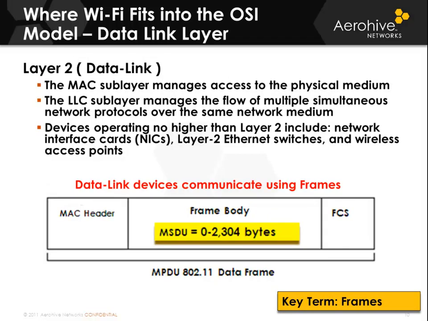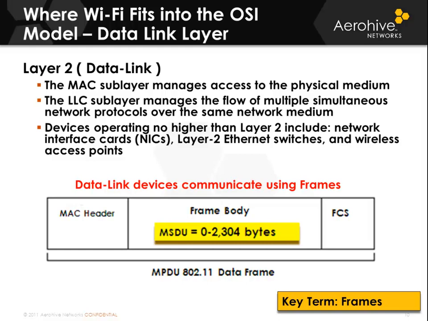Layer 2, the layer at which we normally are taught about sublayers, has two sublayers. The media access control sublayer, which manages access to the physical medium and handing things down to the physical layer convergence protocol at layer 1, and the logical link control sublayer, which manages the flow of multiple simultaneous network protocols over the same network medium. Devices operating no higher than layer 2 include things like network interface cards, layer 2 Ethernet switches, bridges, and access points. Access points work as multiple different devices. In this discussion, they are more hub-like.